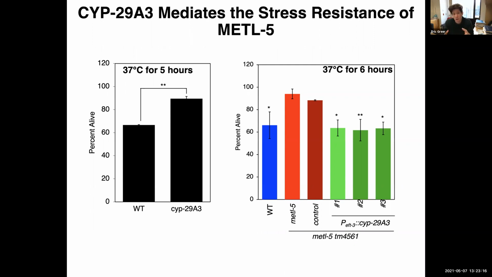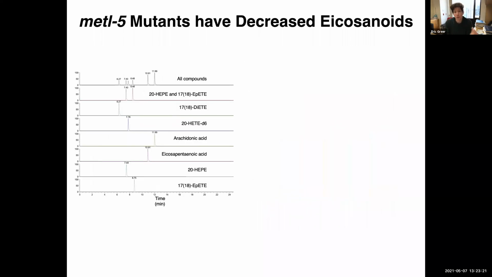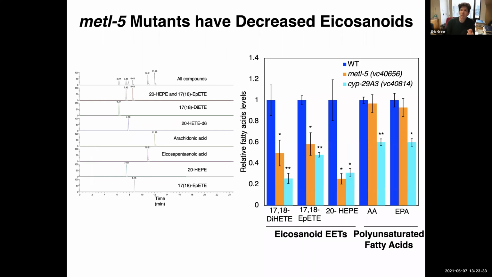So is this due to CYP29E3's function on these polyunsaturated fatty acids? First, we wanted to see if the METL5 mutant worms had altered levels of these eicosanoids. So we performed gas chromatography coupled with mass spectrometry. And what we found was that the METL5 mutant worms had similar levels to wild-type worms, shown here in orange, of the immediate precursors, these omega-3 and omega-6 polyunsaturated fatty acids. But they did display reduced levels of these specific oxidized eicosanoids, which CYP29E3 is responsible for producing.